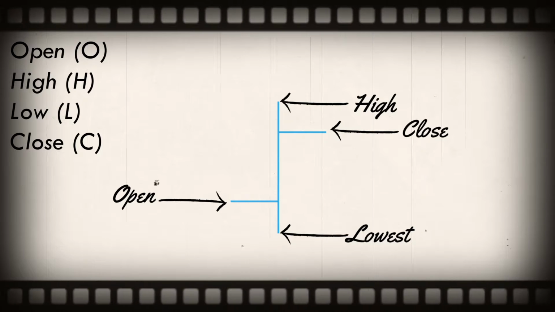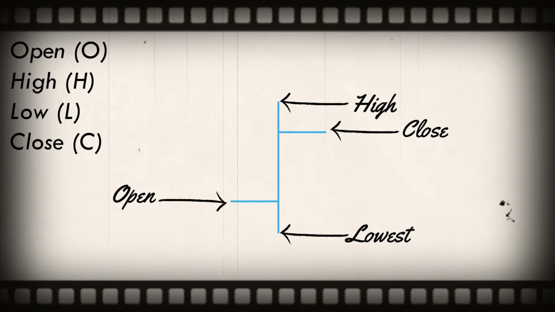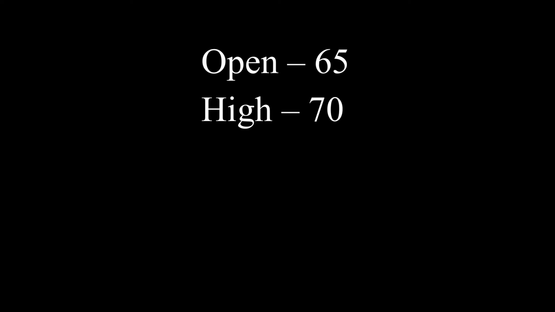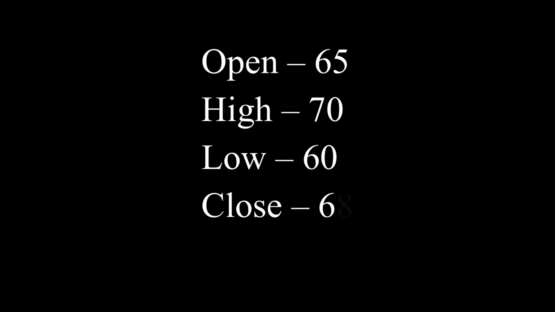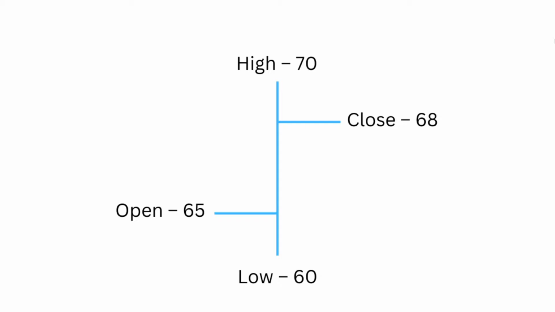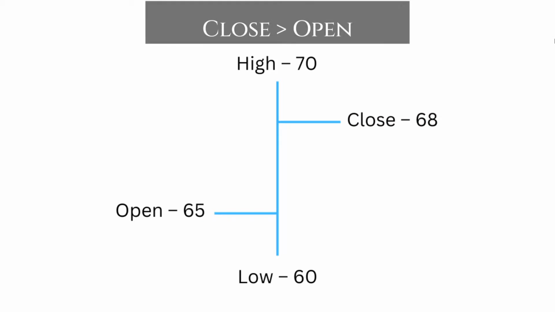For example, assume the OHLC data for a stock as follows: open, 65. High, 70. Low, 60. Close, 68. For the above data, the bar chart would look like this. If the left mark, which represents the opening price, is lower than the right mark, it indicates that the close is higher than the open, close > open, hence a positive day for the markets.